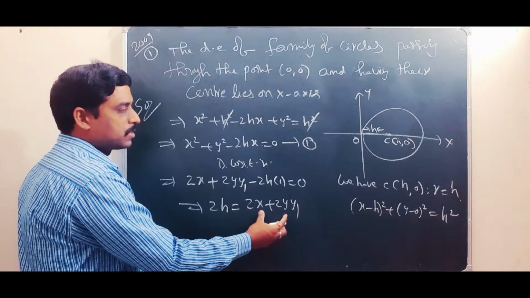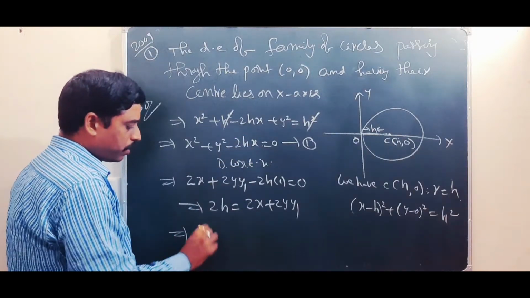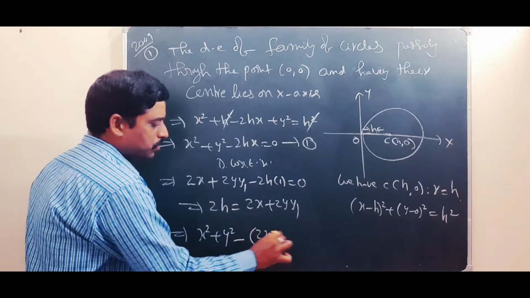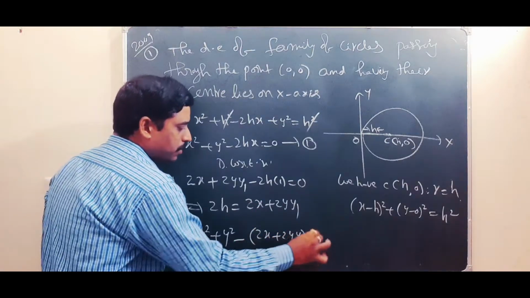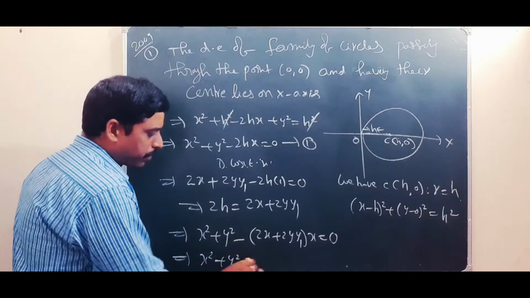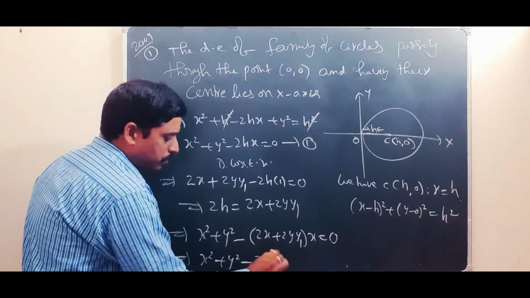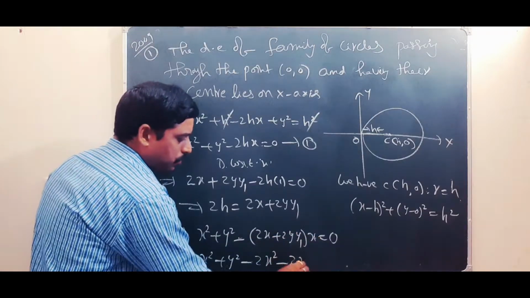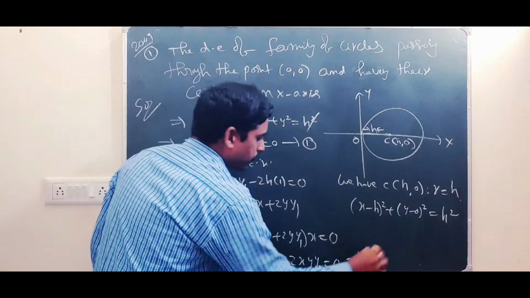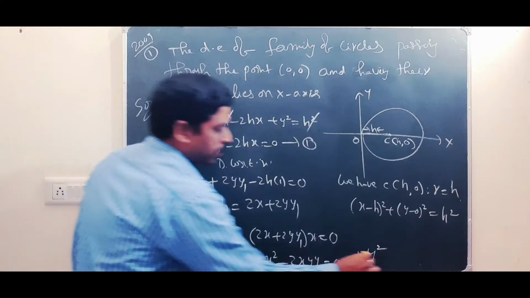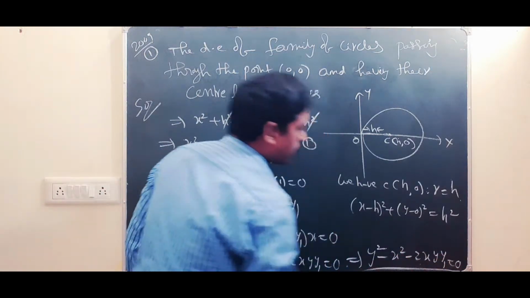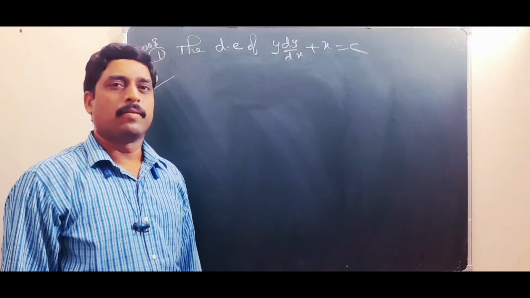This 2h value substitute in equation 1. It is going to be x square plus y square minus the 2h value, right? (2x plus 2y y1) into x is equal to 0. Now it is going to be x square plus y square, minus x multiplied to all, minus 2x square minus 2x y y1 is equal to 0. It is going to be y square, x square minus 2x square is minus x square, minus 2x y y1 is equal to 0. This is the differential equation form. Okay, moving to the next question.